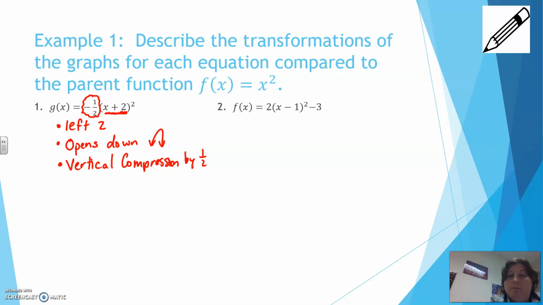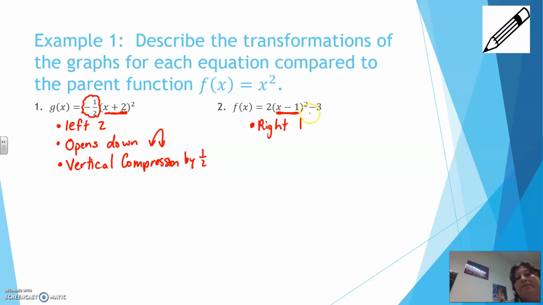Number 2 has a little bit more going on. Okay, I'm going to start the same way. I'm going to look for adding and subtracting because I'm going to talk about translations first. I start again by looking inside the parentheses. I see x minus 1. It affects the graph left and right. It's minus 1, the opposite of what I think, so it goes right 1.